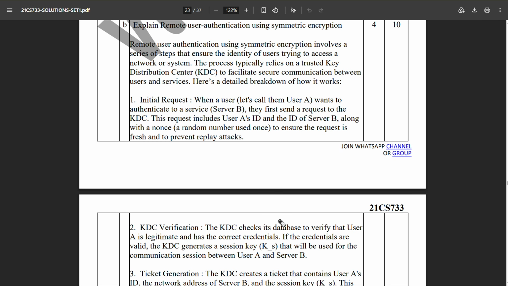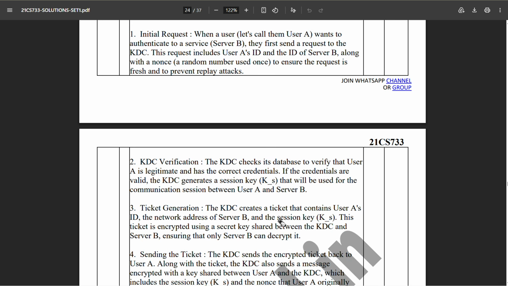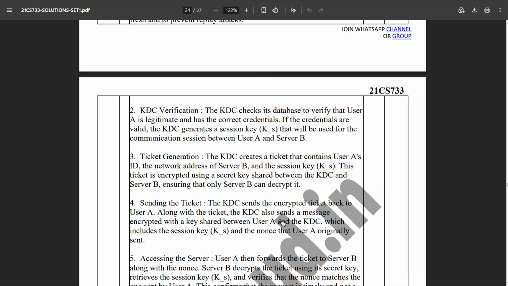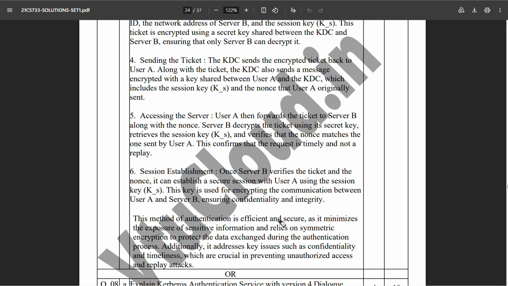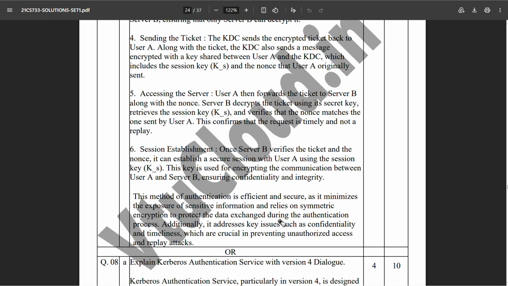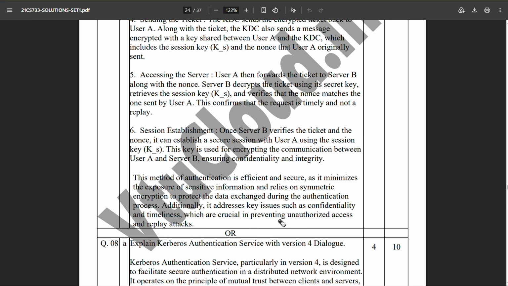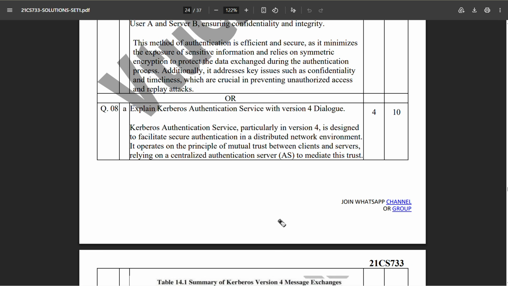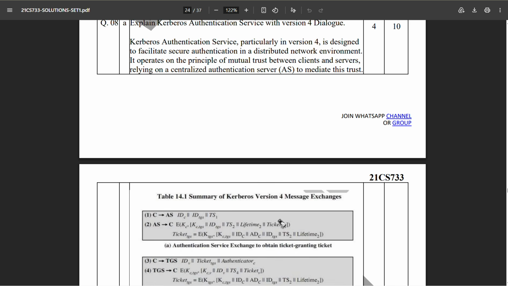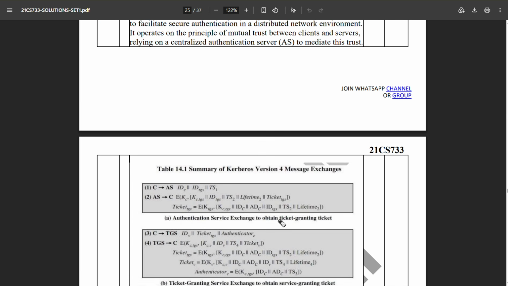This question is explained through the key distribution center, and the key elements included in this are initial request, KDC verification, ticket generation, sending the ticket, accessing the server, session establishment. These are the steps included in this. And coming to the eighth question, explain Kerberos authentication service with version 4 dialog. Firstly, explain why Kerberos authentication service is used and explain the question through version 4.